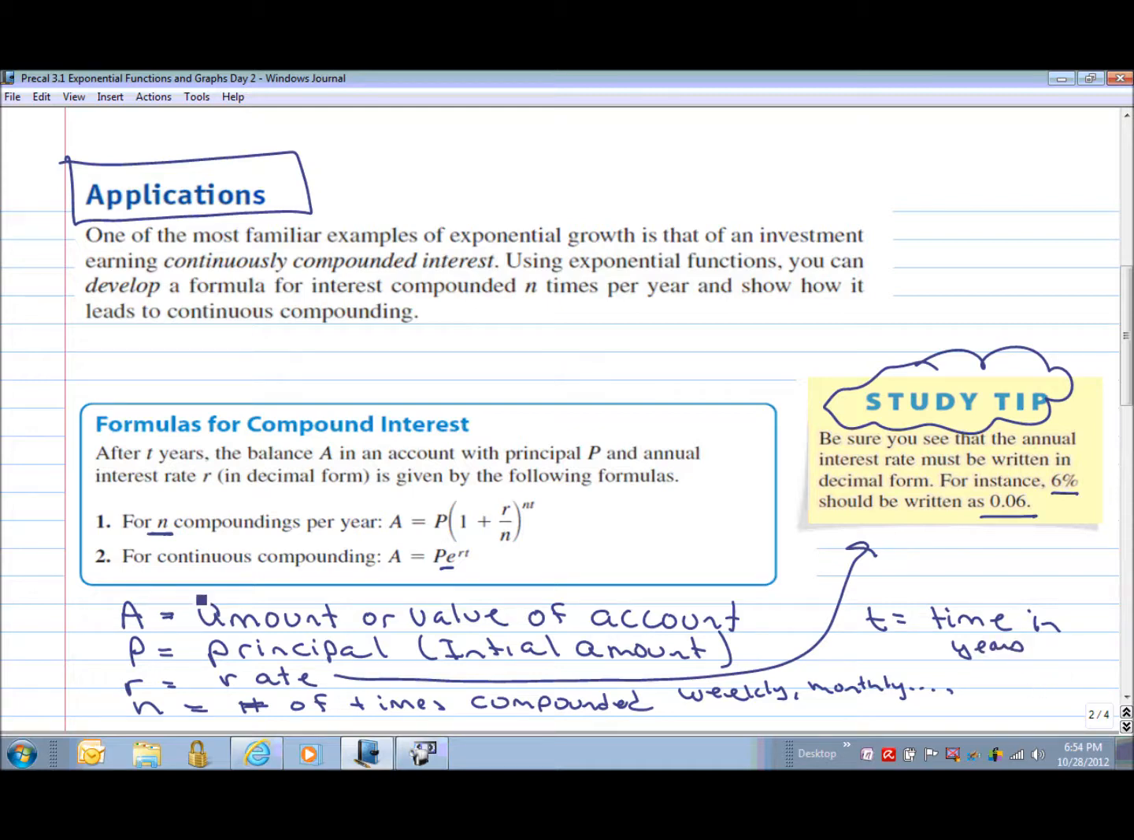All right. In the second one, the compounded continuous, this is only used when you're compounded continuous. Then it is the same. A is still the amount or the value of the account over time. P is still the principal amount. R is still the rate. T is still time in years. But E now is the base that you use instead of creating this base of 1 plus R over N.